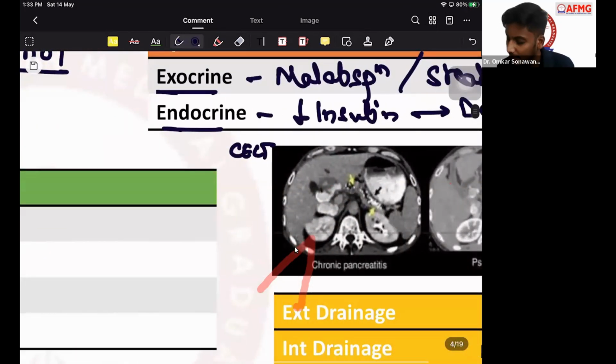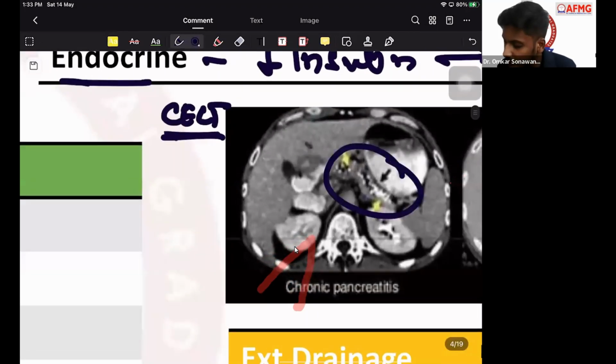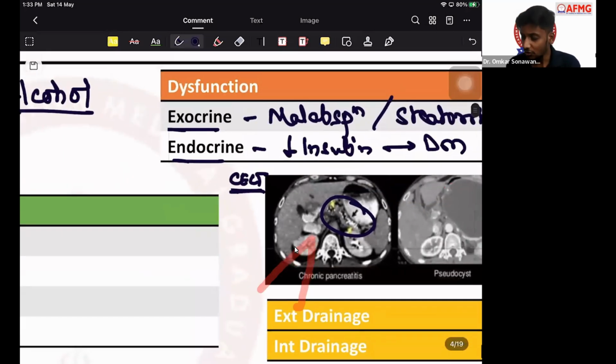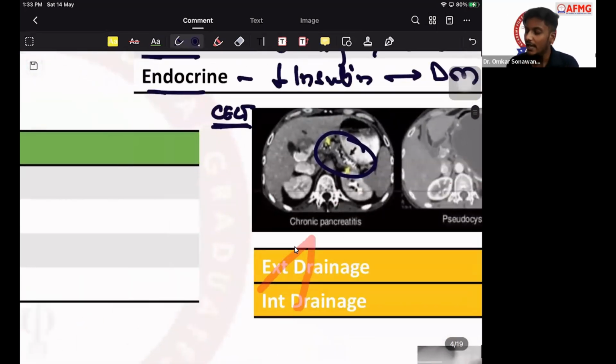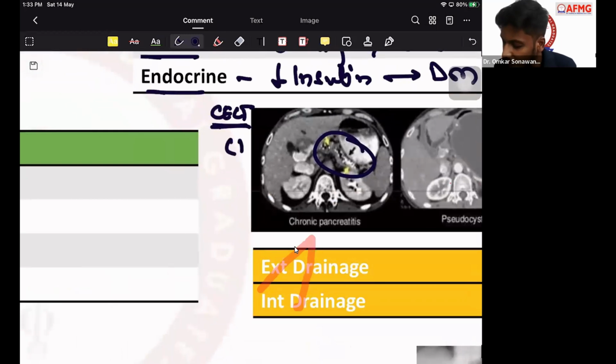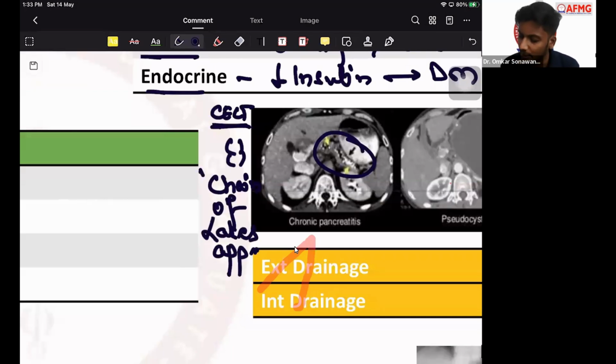So we will do CECT abdomen or MRCP. In cases of chronic pancreatitis, you can see this kind of appearance. What is this appearance called? Here you can see somewhat calcification, but usually on an MRCP you will see dilatation of the pancreatic duct. Dilatation of the pancreatic duct is known as the chain of lake appearance. Okay, remember. Chain of lake appearance is seen in cases of chronic pancreatitis.